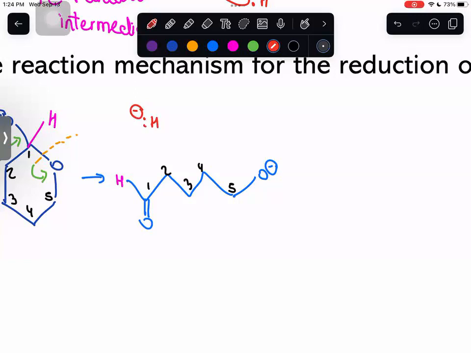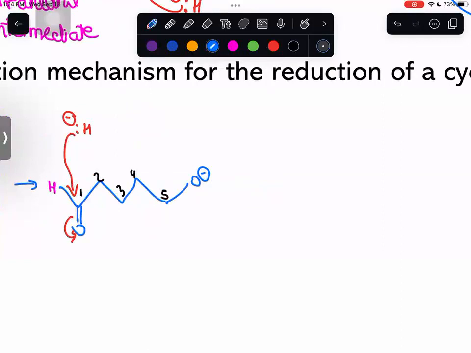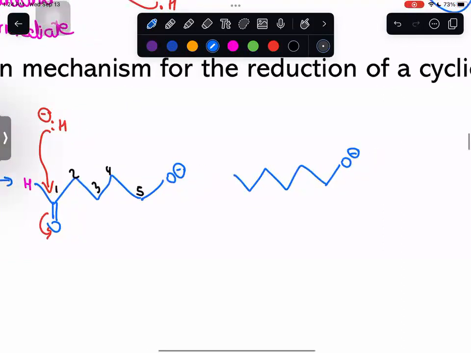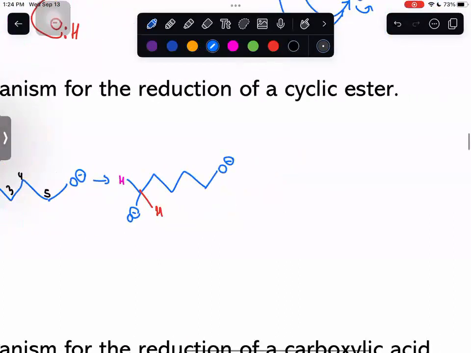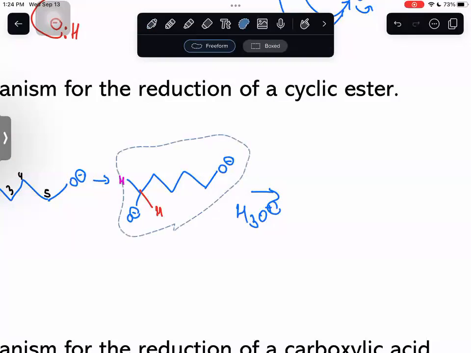Now we just have to keep reducing. Nucleophilic attack, kick up the electrons. And now you have almost the final product. We have our O minus, hydrogen, another hydrogen. And then the very last step is H3O plus. That's going to protonate it. And that's it.